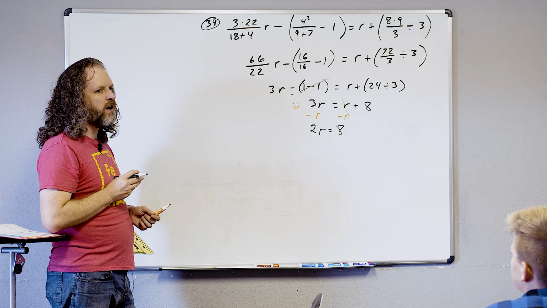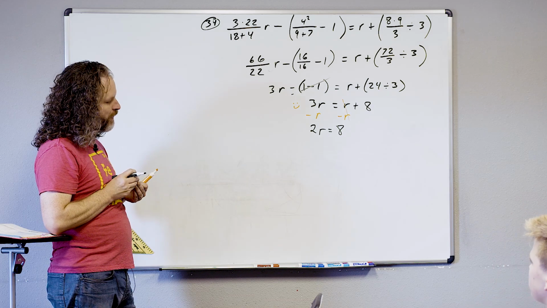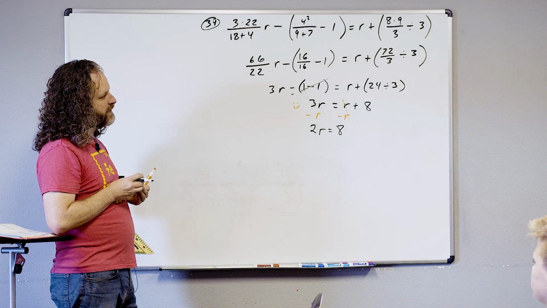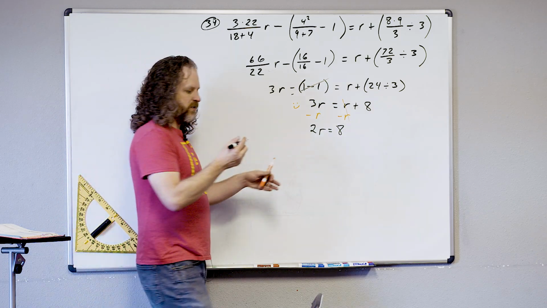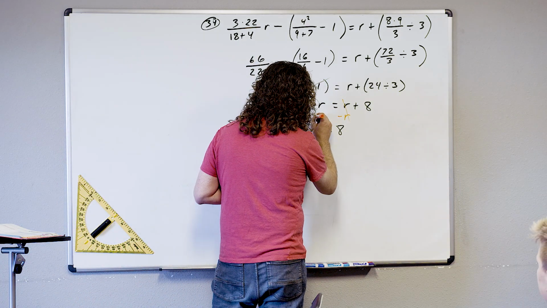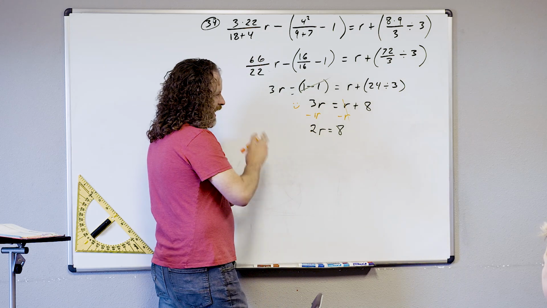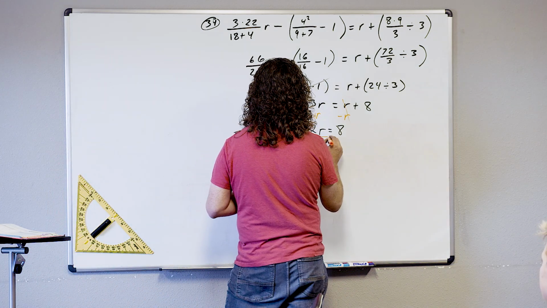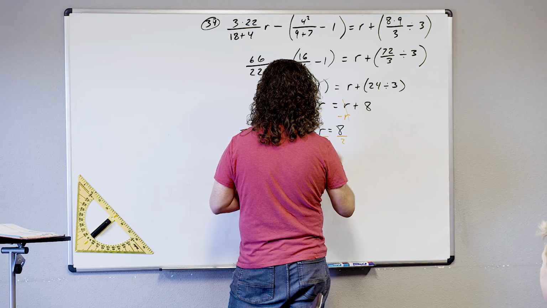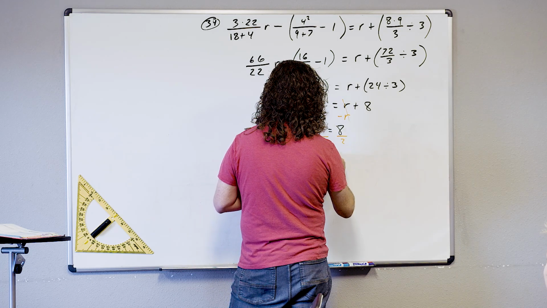Now, why is it 2r? Because you might have a question, you might be like not asking it. Why is it 2? That's right, because right here there's a 1, and 3 minus 1 is 2. So now what should we do? Divide. Divide by what? 2. Great. Okay, so R equals 4.